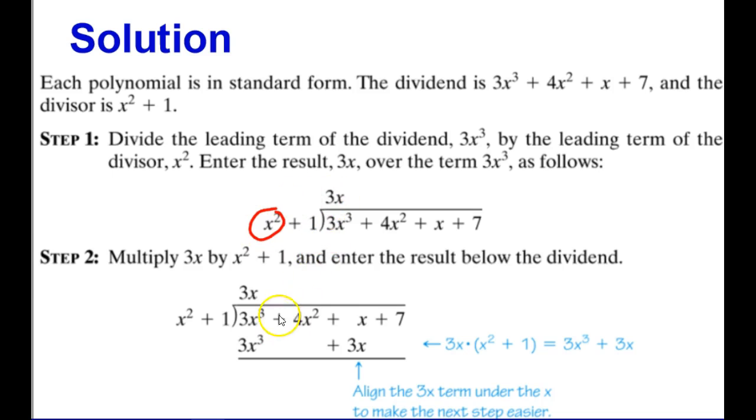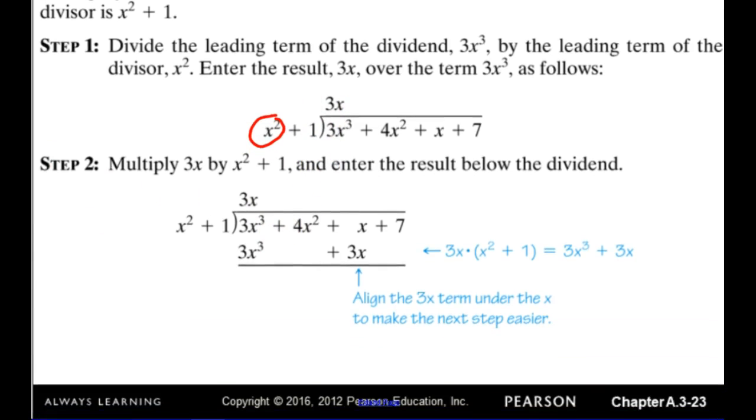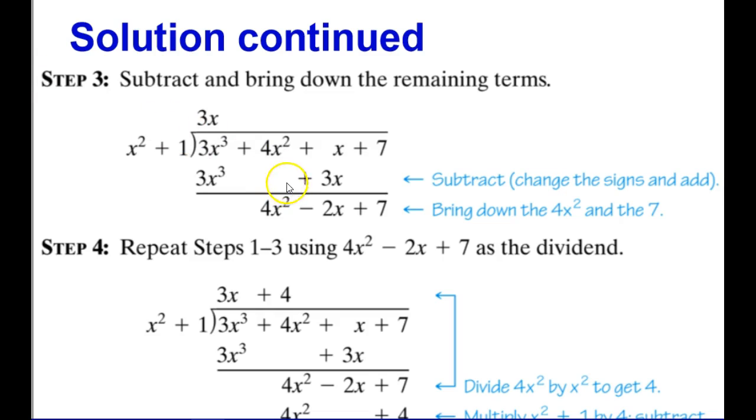But I want to keep things in the right order. So I end up with my 3x cubed. I did not have an x squared term, so I'm going to leave that there. And then I've got my plus 3x. As we saw here, I'm going to just subtract now and write down what I have. Well, these two go away. 4x squared minus 0 is 4x squared. x minus 3x is a negative 2x. And then 7 minus 0 is 7.